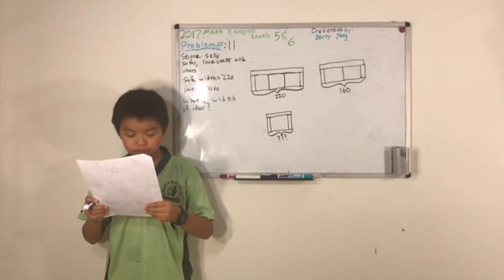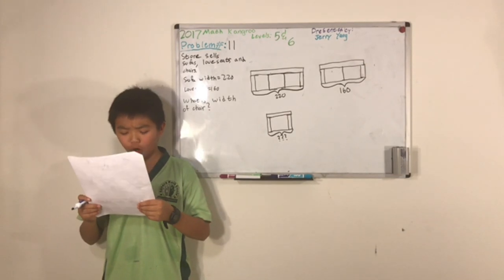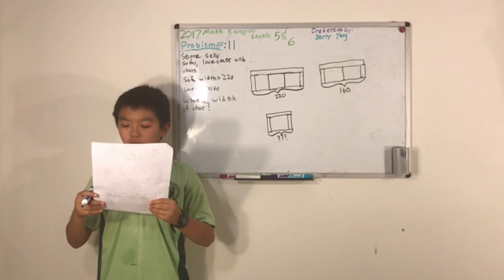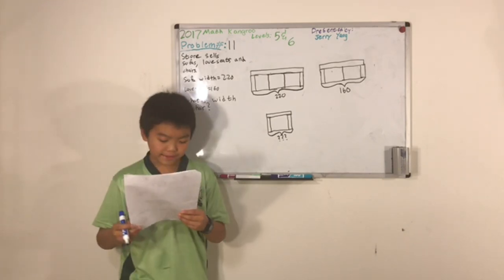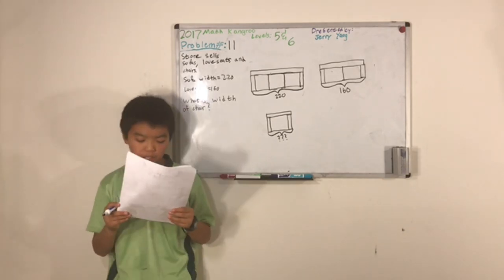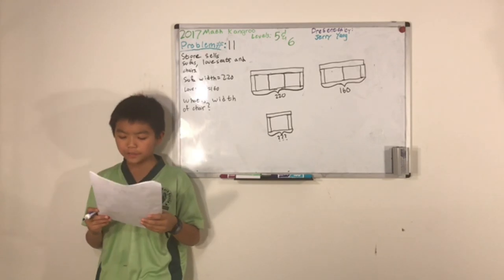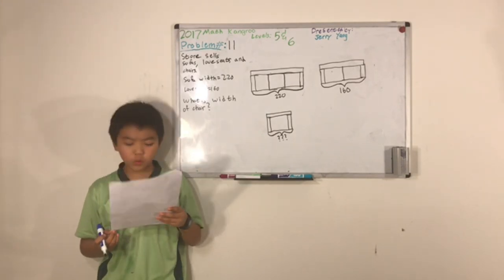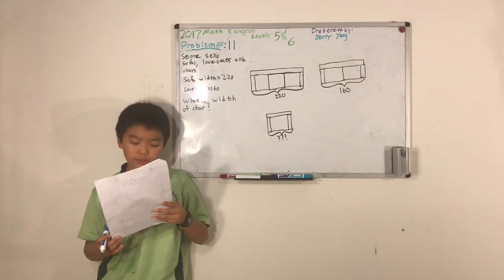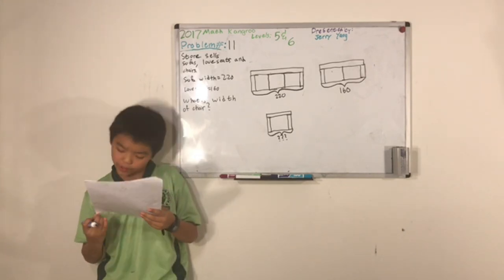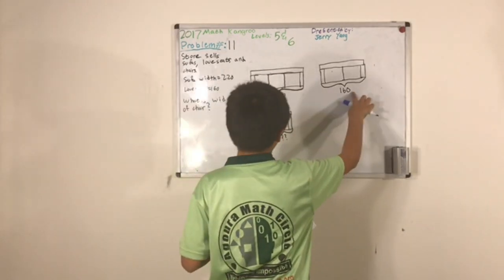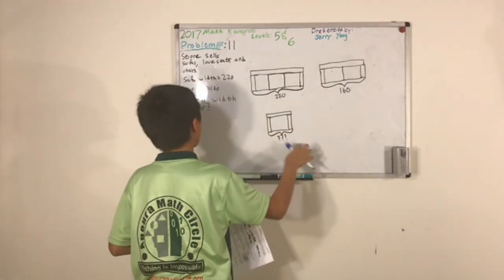Problem 11. The modern furniture store is selling sofas, love seats, and chairs made from identical modular pieces as shown in the picture. Including the armrests, the width of the sofa is 220 centimeters, and the width of the love seat is 160 centimeters. What is the width of the chair? Well, we know this is 220 and this is 160, and we're trying to find the chair, like the problem said.